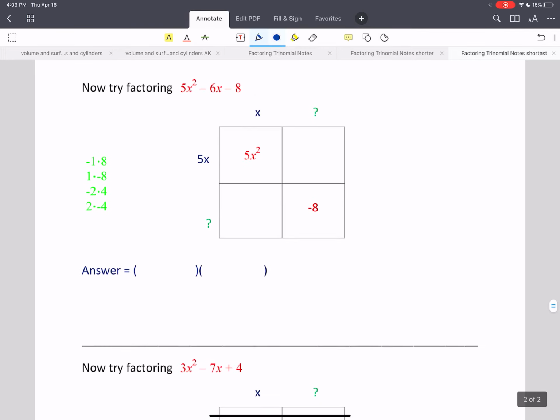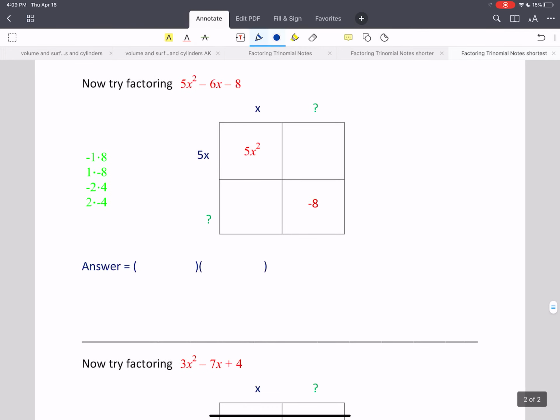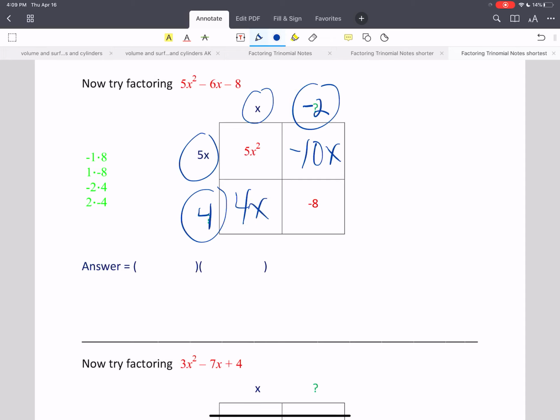All right, I'd like you to try one on your own. I've set this up for you. Can you figure out what goes where the green question marks are? Pause the video and check in with me in a few minutes. All right, did you get negative 2 here and 4 below the 5x? Let's check that out. 5x times negative 2 is a negative 10x, and my 4 times my x is 4x. And these x terms combine to my negative 6x there. So my answer is x minus 2 times 5x plus 4.